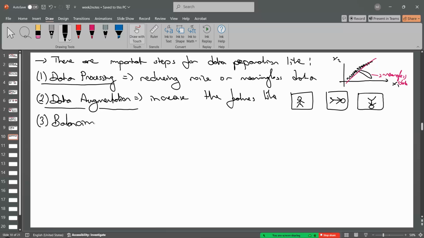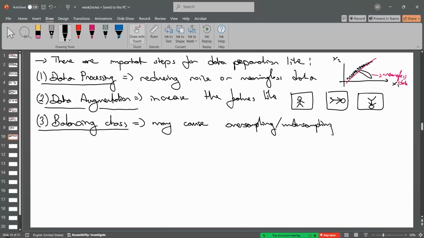So data augmentation is another important property for our training or ML algorithm learning process. We also need to balance the classes. Just remember that we can select the whole data randomly or with cross-validation techniques, but this may cause oversampling or undersampling, especially for random selection.